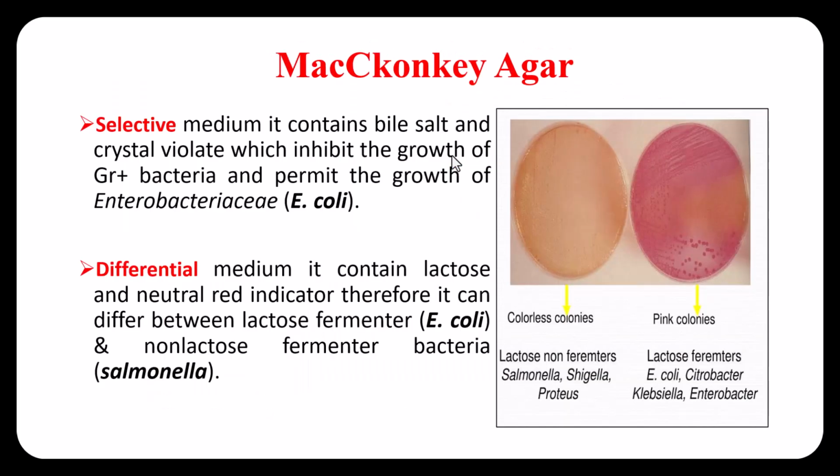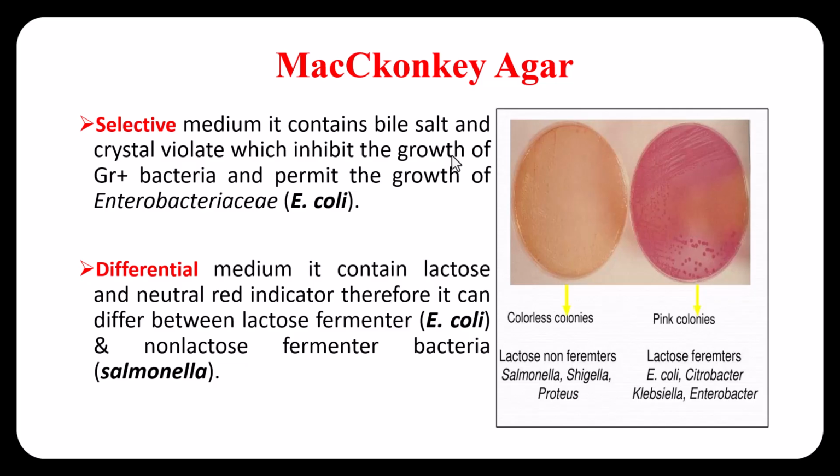Another important selective and differential media for gram-negative Enterobacteriaceae is MacConkey agar. This type of media is selective because it contains bile salt and crystal violet that inhibit the growth of the gram-positive, allowing only the growth of the gram-negative like Enterobacteriaceae.